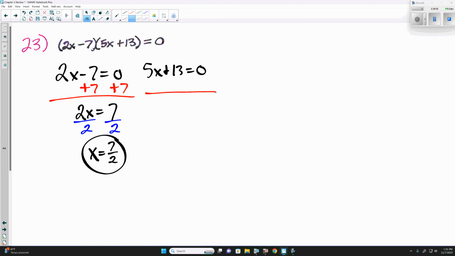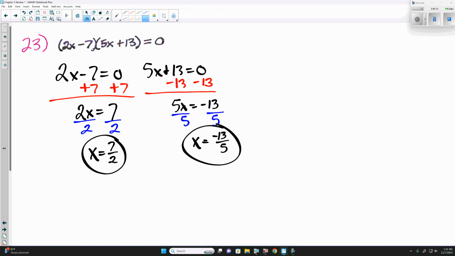The other one, we would subtract 13, telling us 5x equals negative 13. Divide by 5. I already factored it for you. Now you just have to solve it. And that's it for those.